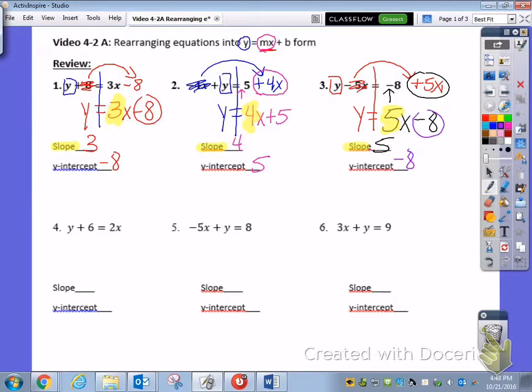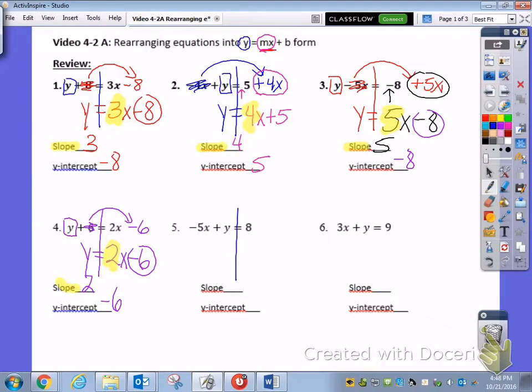Number 4, draw your line, box your y, move the 6 over, it's negative 6. So y equals, there's my 2x minus 6. What is in front of the x is 2, so my slope is 2. My y-intercept is a negative 6, so it says minus 6.